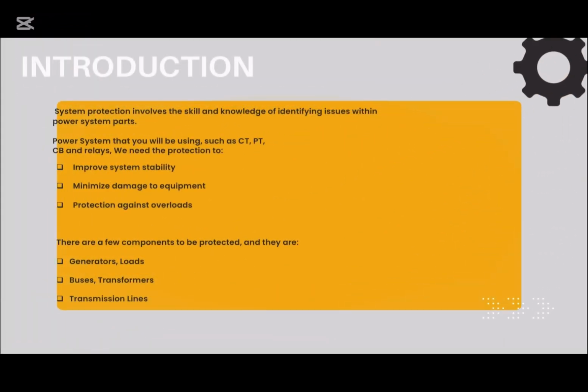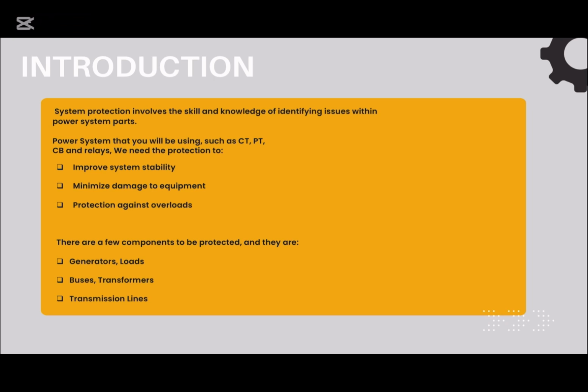System protection is meant to identify and isolate faults within a power network. We use CTs, VTs, circuit breakers, and relays to improve system stability and minimize equipment damage. Components to protect: we focus on protecting generators, load, transformers, buses, and transmission lines, each requiring a tailored protection strategy.